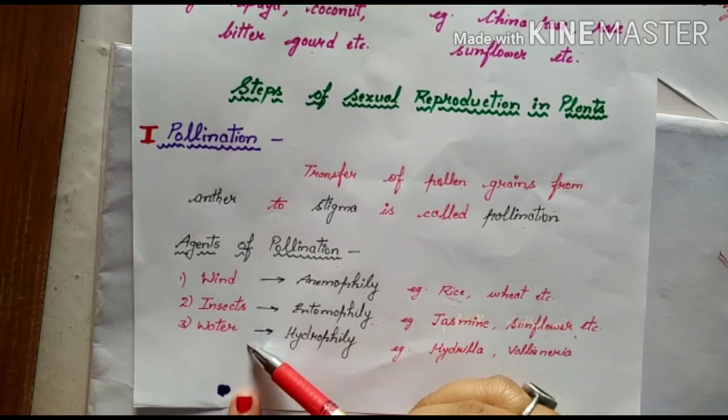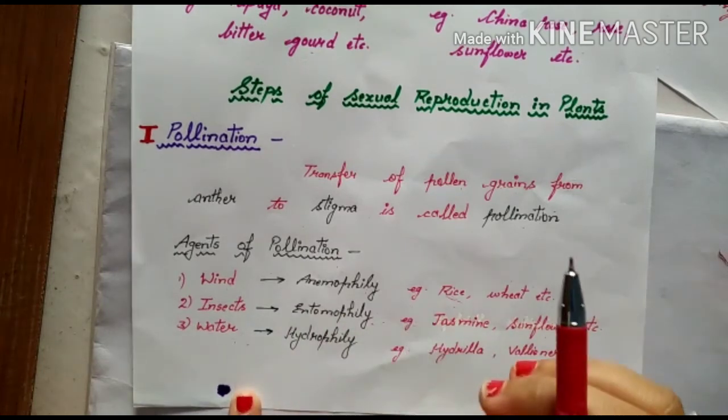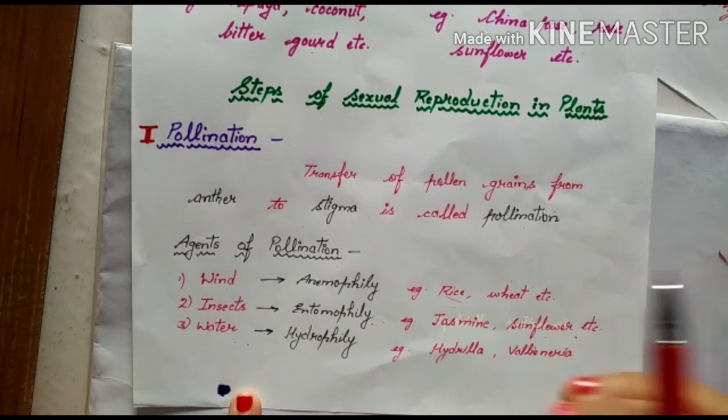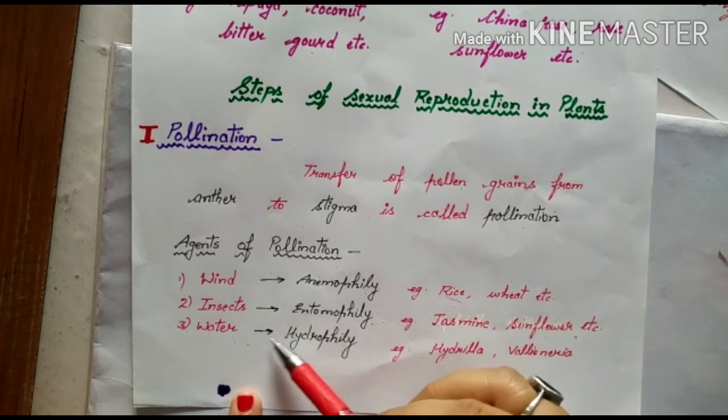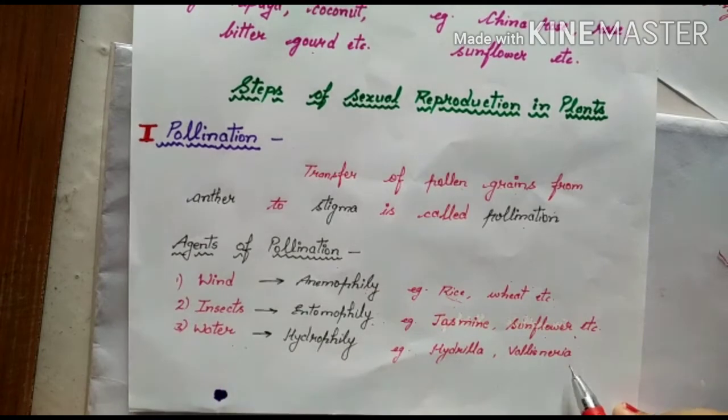Next is water. So the transfer of pollen grains from anther to stigma by water is known as hydrophily. It mostly occurs in aquatic plants like Hydrilla, Vallisneria. So when the pollination is caused by water, then that type of pollination is called hydrophily. So these are the agents of pollination.